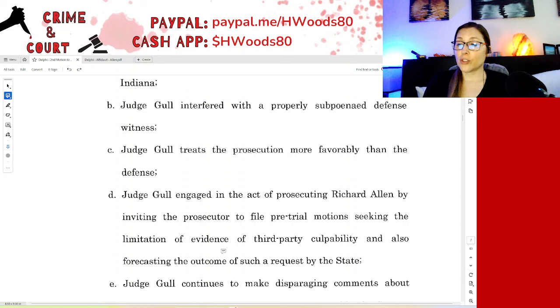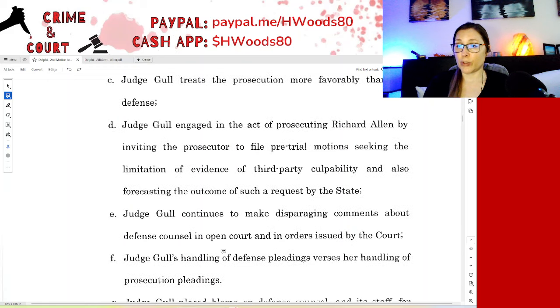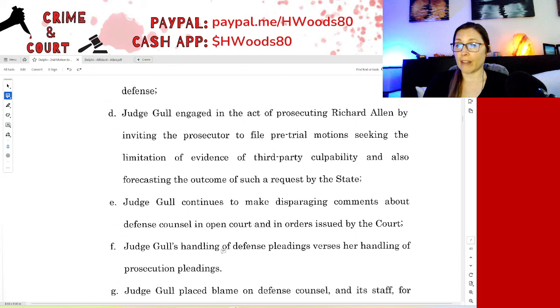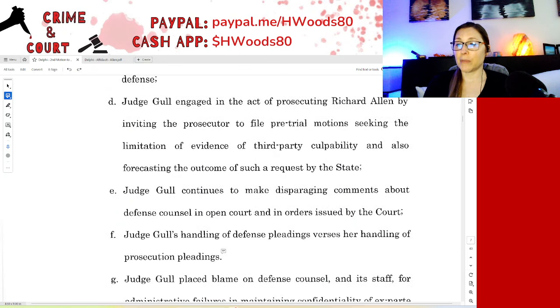C. Judge Gull treats the prosecution more favorably than the defense. That we can see for sure. D. Judge Gull engaged in the act of prosecuting Richard Allen by inviting the prosecutor to file pretrial motions seeking the limitation of evidence of third-party culpability and also forecasting the outcome of such a request by the state. She's like helping them in this case and telling them almost, or holding their hand, of what they should do.